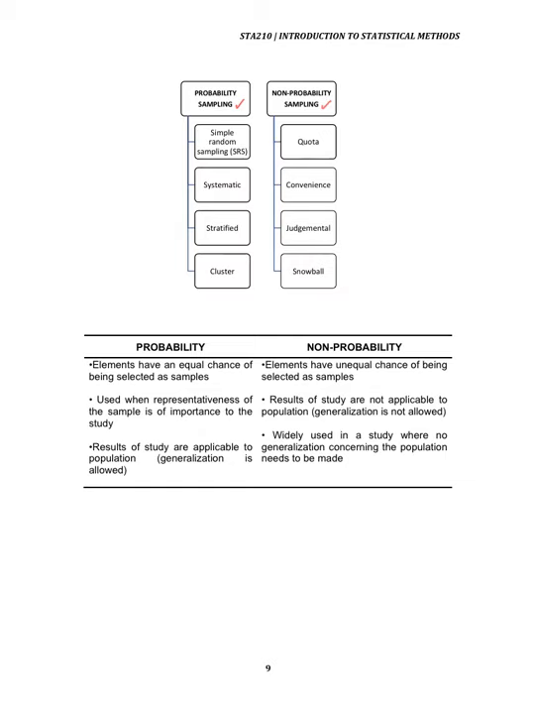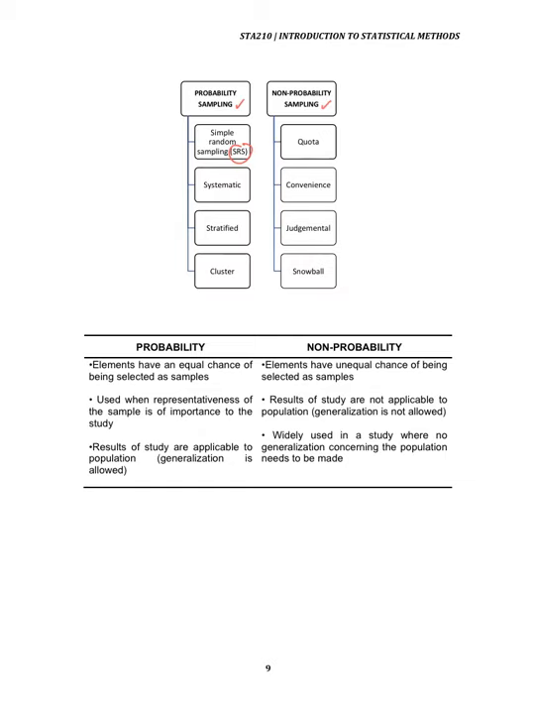First, we call it simple random sampling, SRS. The second is systematic sampling. The third, stratified sampling. The fourth, cluster sampling. For non-probability sampling, there will be quota sampling, convenience sampling, judgmental sampling, and snowball sampling. So what is the difference between these two sampling designs, between probability and non-probability?